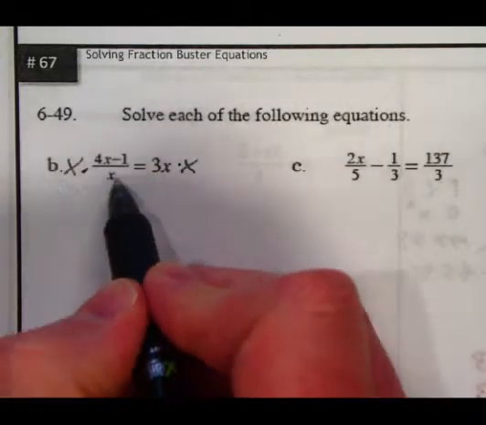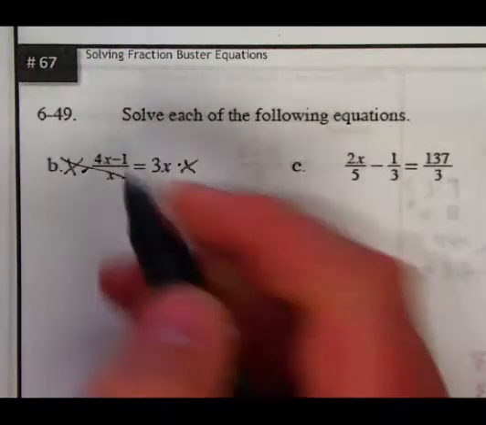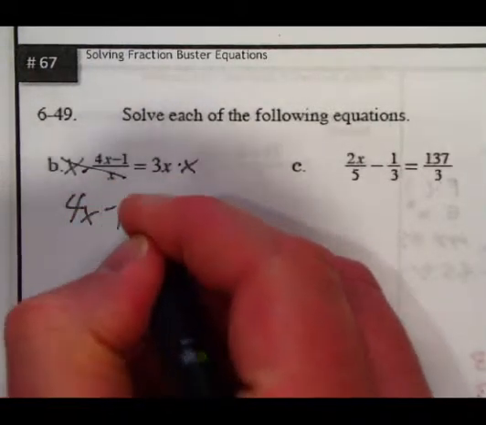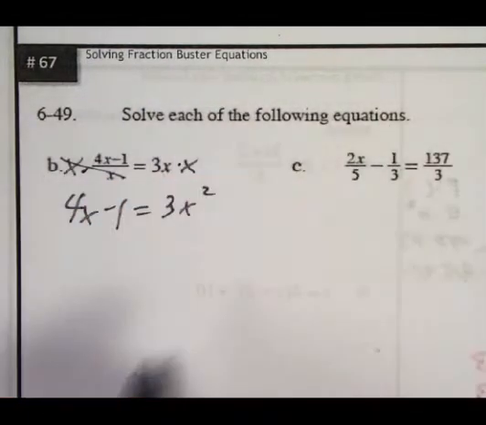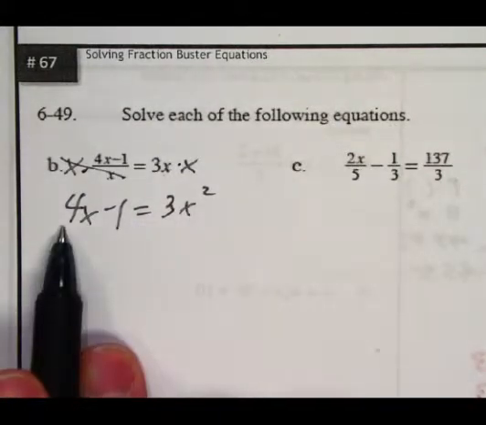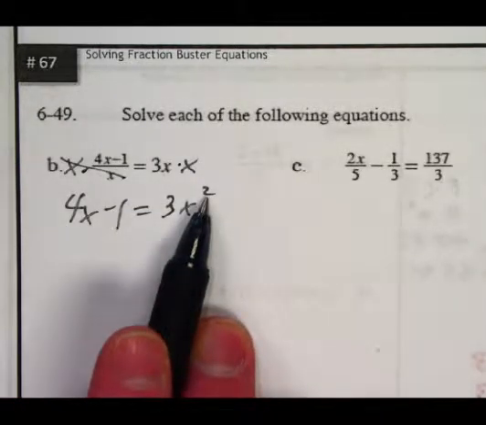When I do that, I end up with x over x, those cancel, making a 1. And I'm left with 4x minus 1 equals 3x squared. As soon as I have a question with squareds and x's in it, I know immediately that it's going to make a parabola. Therefore, it has two answers because it has the x squared in it. And I'm going to use the quadratic formula once I get this equal to 0.